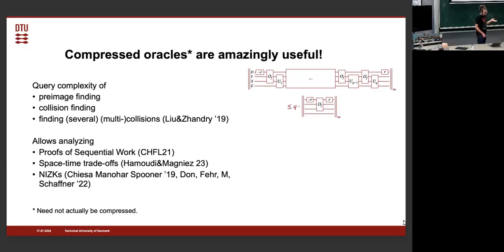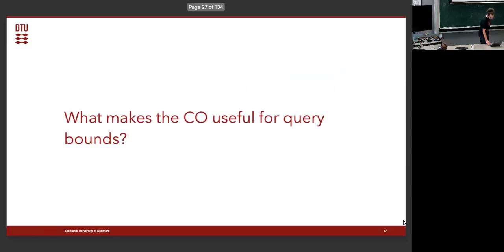Right, so here's a list of a couple of nice things that were possible to do with this, including analyzing some cryptographic constructions, but also some more fundamental results, like bounding the success probability when trying to find a multi-collision in a random function. Now let's dig a little bit: what are the core properties of this compressed oracle that make it useful for query bounds?